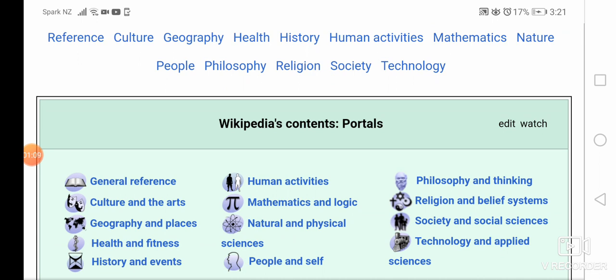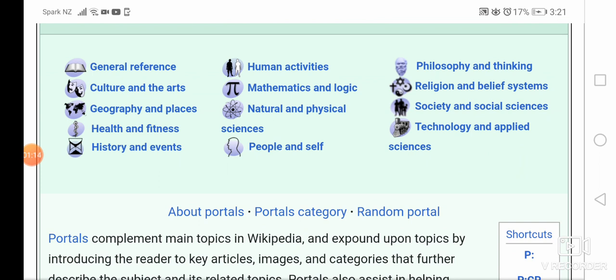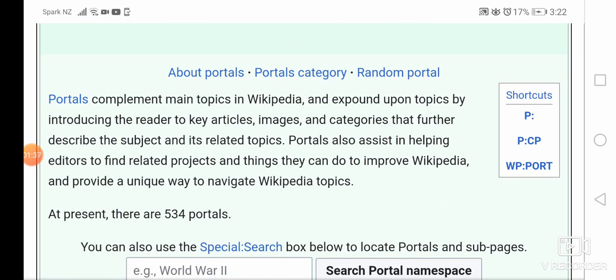Wikipedia's contents portals. General reference, culture and the arts, geography and places, health and fitness, history and events, human activities, mathematics and logic, natural and physical sciences, people and self, philosophy and thinking, religion and belief systems, society and social sciences, technology and applied sciences. About portals. Portals category, random portal.